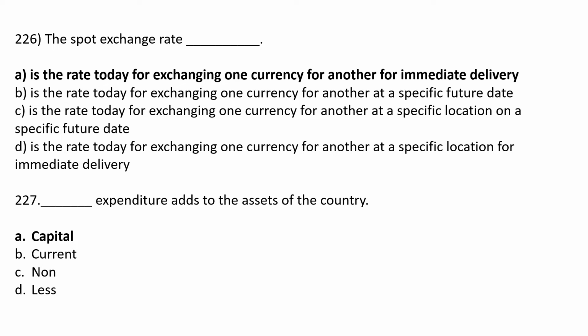Blank expenditure adds to the asset of the country. Option A capital, option B current, option C non, option D less. The correct answer is option A, capital. Capital expenditure adds to the asset of the country.